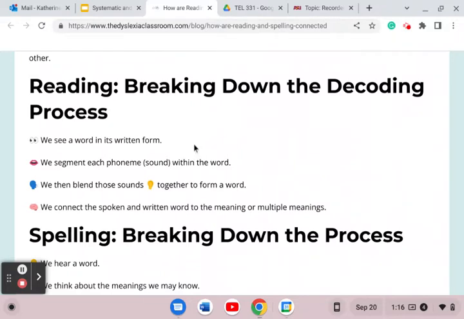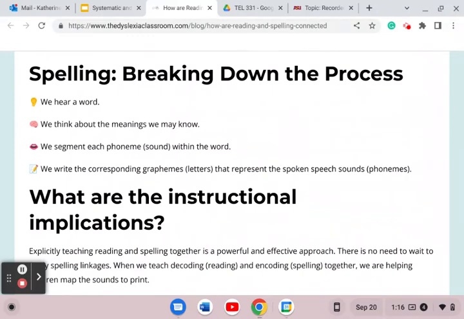So reading and breaking down the decoding process: we see a word in its written form. We segment each phoneme, which is the sound. We then blend those sounds together to form a word, and then we connect the spoken and written word to meaning or multiple meanings. In spelling, which is encoding, we hear a word, we think about the meanings we may know, we segment each phoneme or sound within the word, and then we write the corresponding graphemes, which are letters that represent the spoken sound.